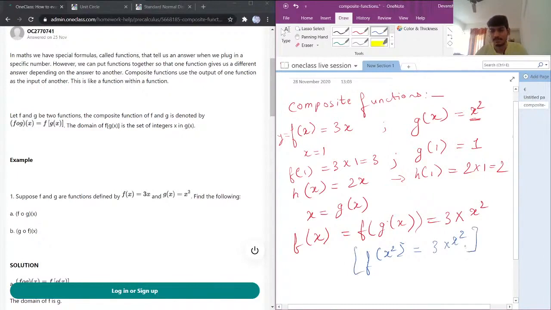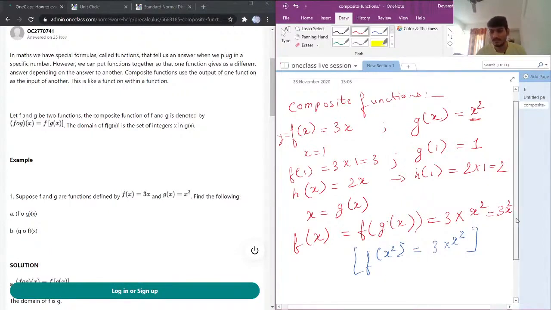This is just for explaining. Don't ever write in this way. Like, it is not prohibited to write in this way, but yeah, don't write. If we are talking about composite functions, we usually write in this way only, f of g of x, and this will be equal to 3x square.